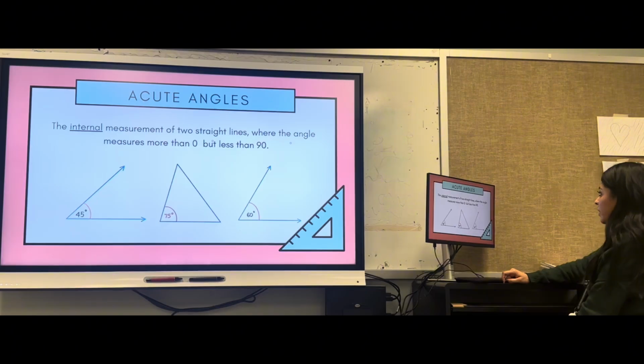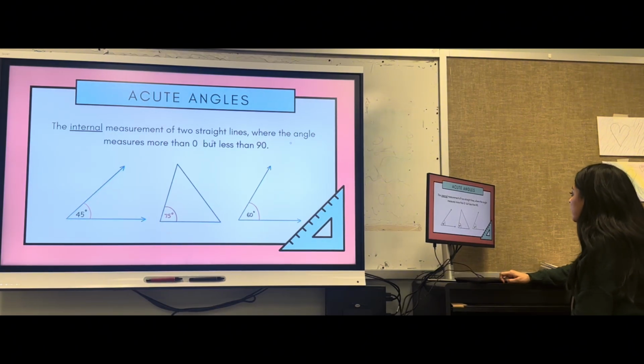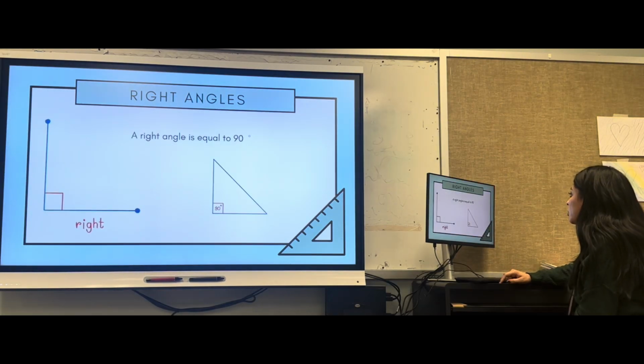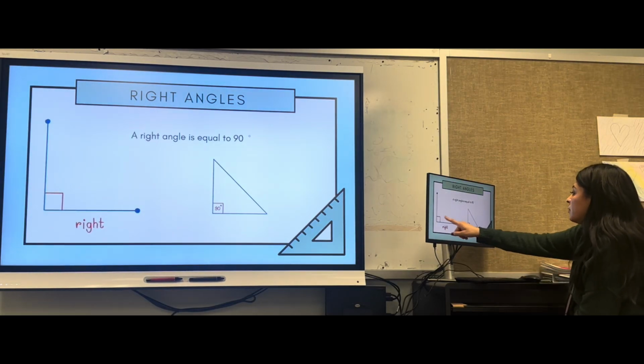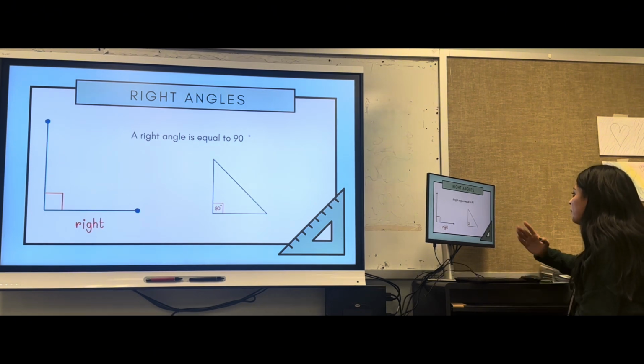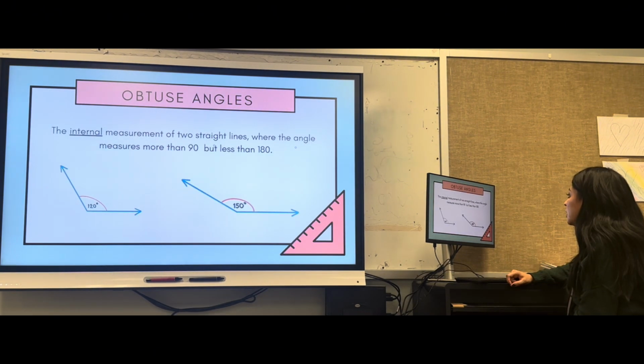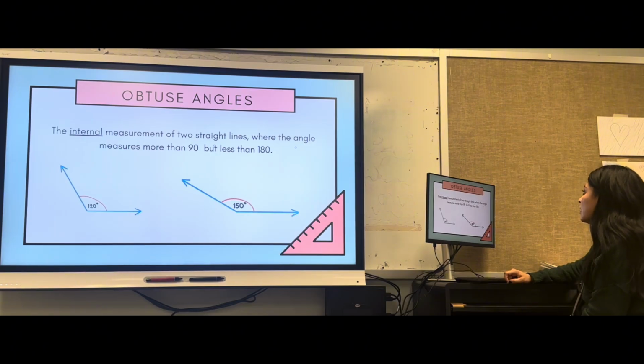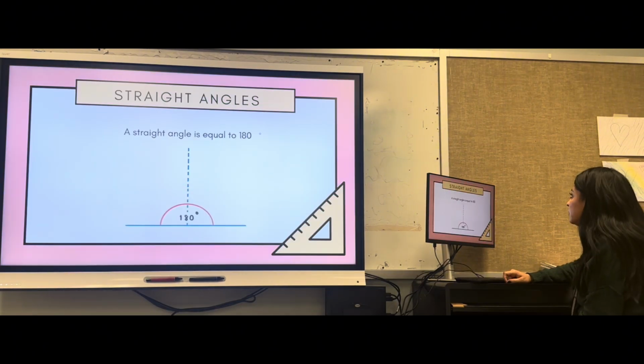These are the types of acute angles that you will see. They will measure up to 45, 75, and 60, which are all less than 90 degrees. Right angles will have this where you can make a box with the right angle. You'll notice those very quickly. And obtuse angles, which are more than 90 degrees, can be 120 degrees to 150 degrees, but less than 180. And again, straight angles are just straight space that equals 180 degrees.